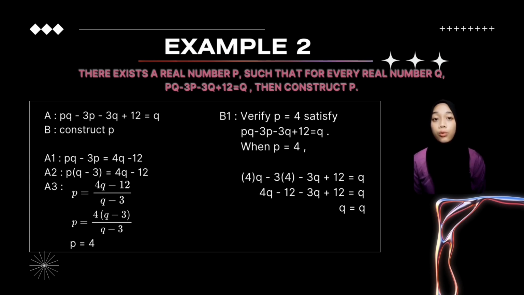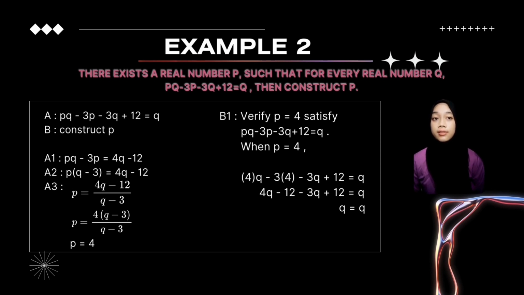So the result is PQ minus 3P equals 4Q minus 12. For A2, we are going to factorize P to the front, so it's going to be P times (Q minus 3) equals 4Q minus 12. So we are going to bring Q minus 3 to the right hand side. So it's going to be P equals (4Q minus 12) over (Q minus 3). So we simplify it and get P equals 4.